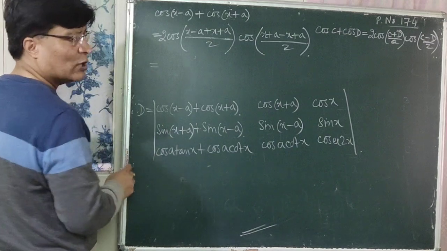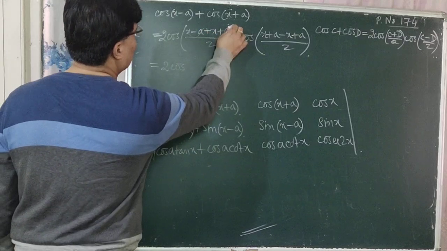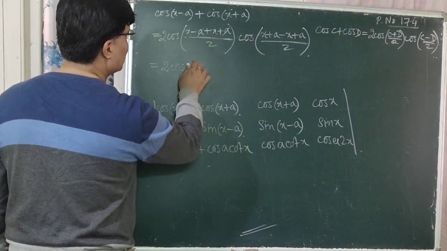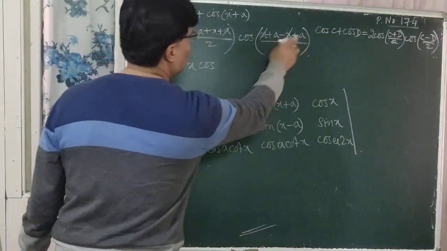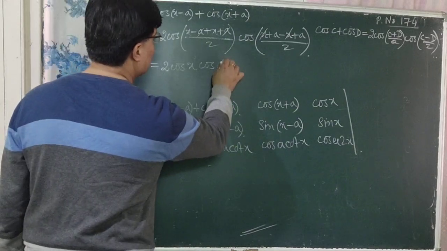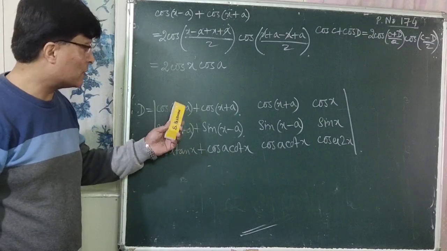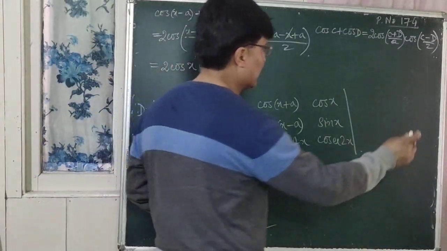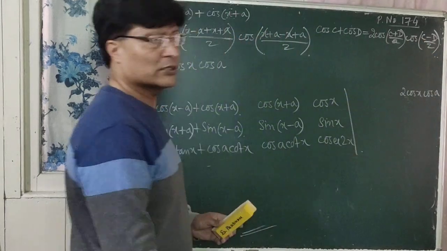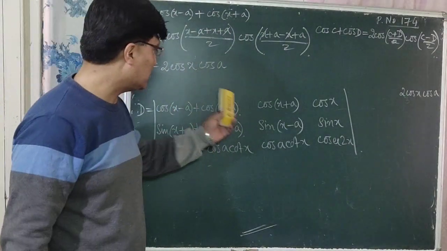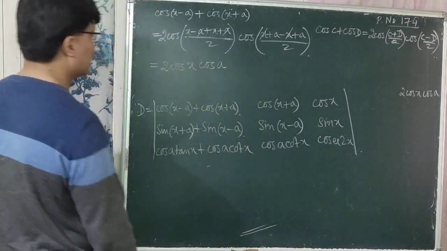So which is equal to now 2 cos, here a gets cancelled, x plus x is 2x divided by 2 is x, and this one is cos of, here you can cancel this x, a plus a is 2a divided by 2 is always a. That means first element of the first column is 2 cos x cos a. Keep writing this, 2 cos x cos a. We simplified this element and got this. Okay, now next element.